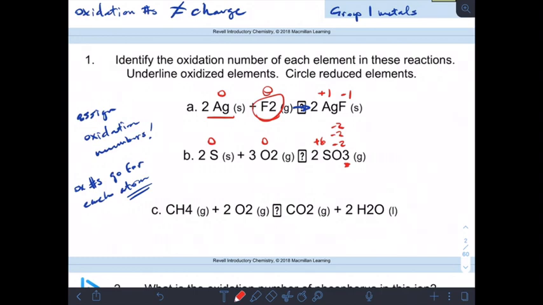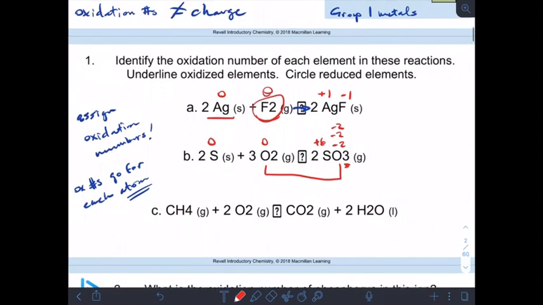Okay? So let's take a look. So each oxygen went from a 0 to a minus 2. And each sulfur went from a 0 to a plus 6. Those are the things that are changing, right? So if my oxidation number went down, we're reduced. And if my oxidation number went up, then I'm oxidized. Okay, so let's take that little bit of notation out, and we will circle the reduced elements, and that would be the oxygen, and underline the oxidized elements, which is the sulfur.